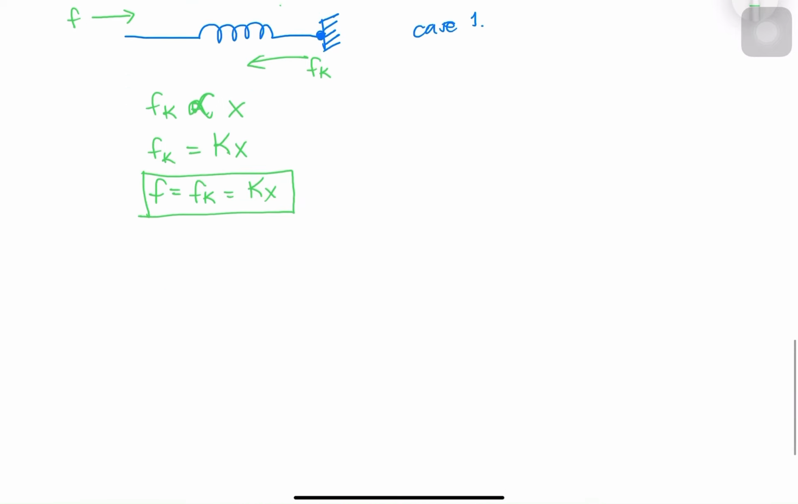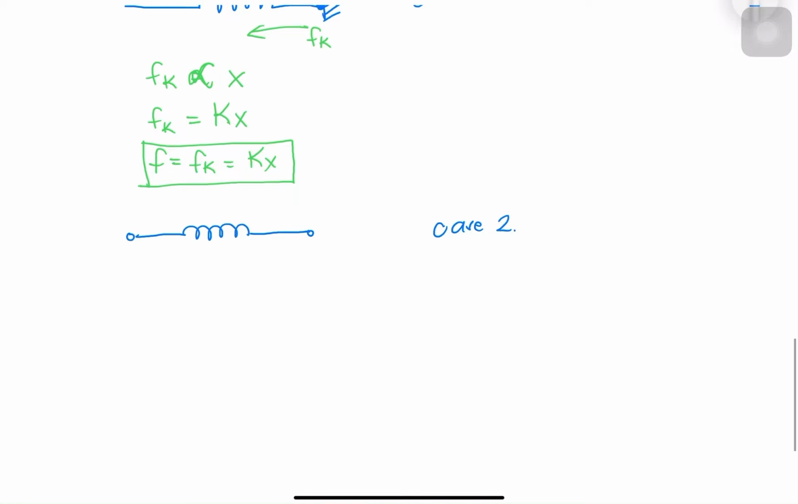Now, we can also have case 2 for spring. So, ang case 2 is if it's not attached to a reference. So, both ends are free. Okay. So, we have here again the force and we have x1, we have x2.